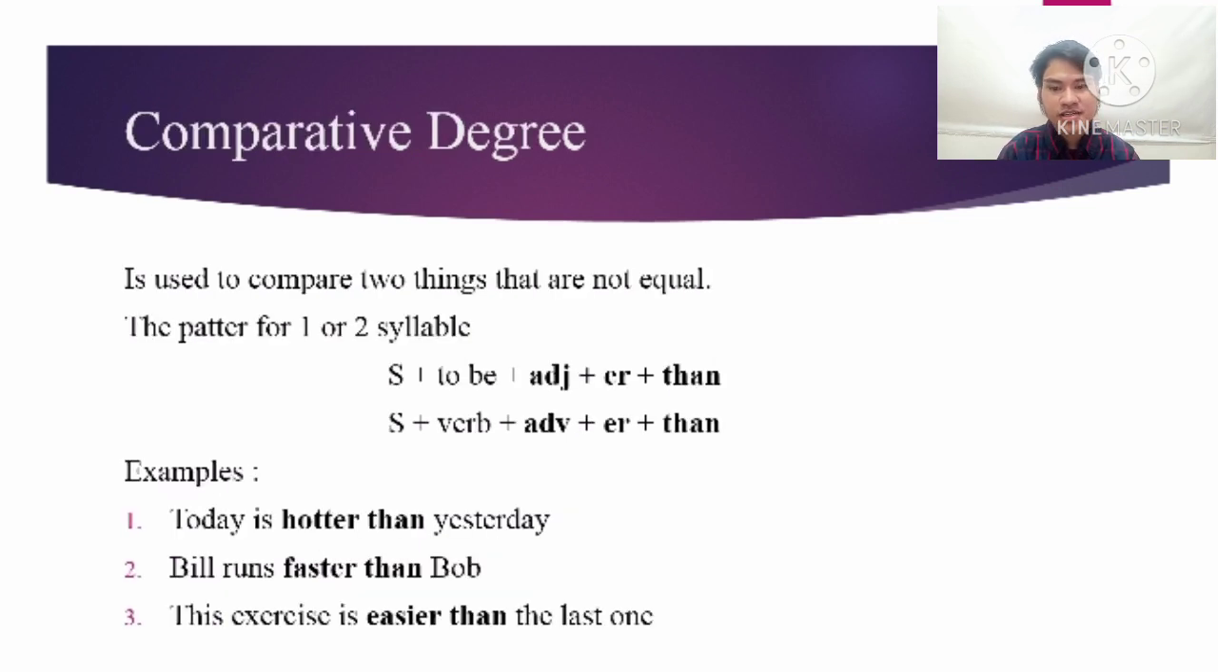Comparative degree is used to compare two things that are not equal. The pattern for one or two syllables: subject plus to be plus adjective plus er plus than, or subject plus verb plus adverb plus er plus than. For example, today is hotter than yesterday. Bill runs faster than Bob. This exercise is easier than the last one.